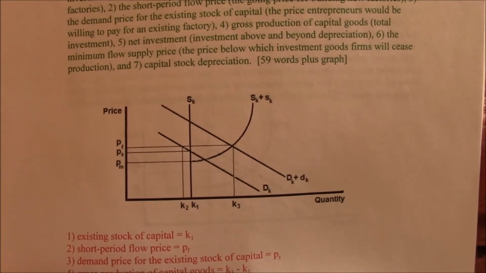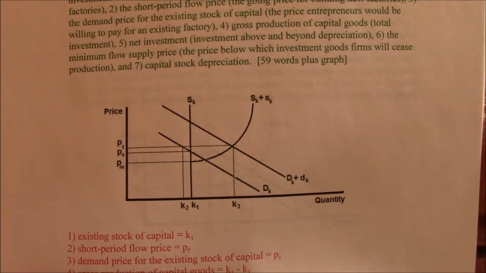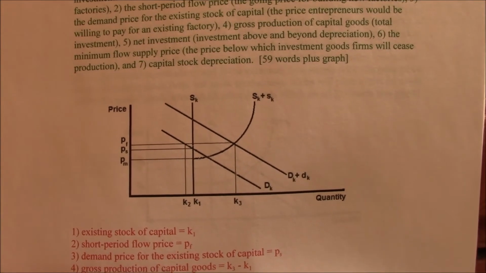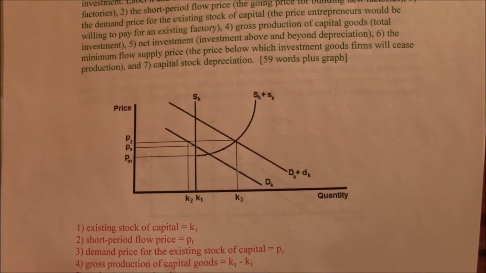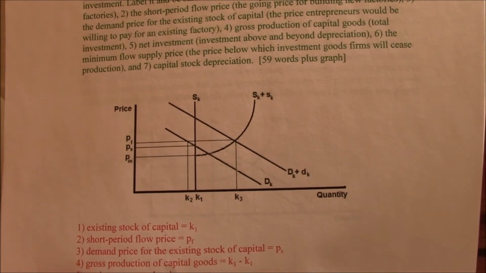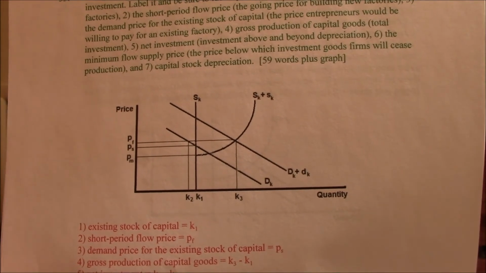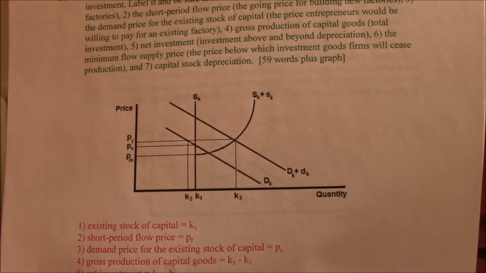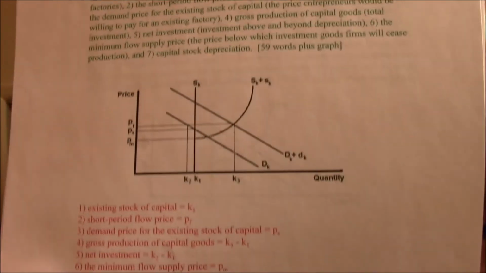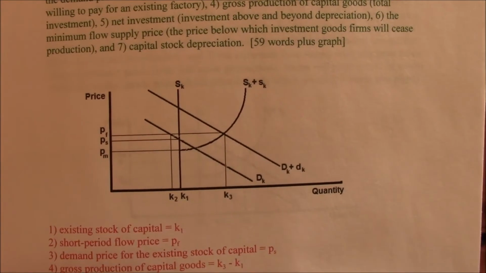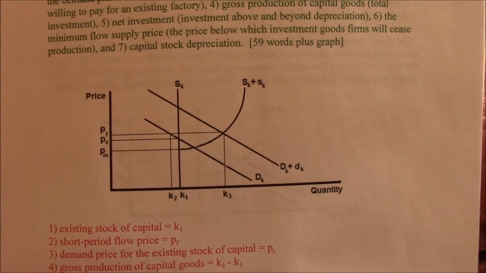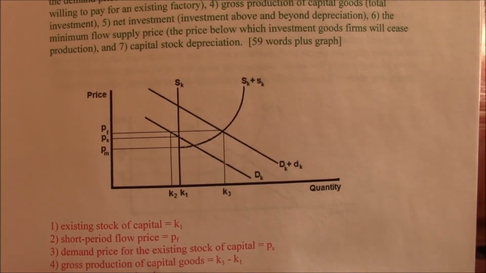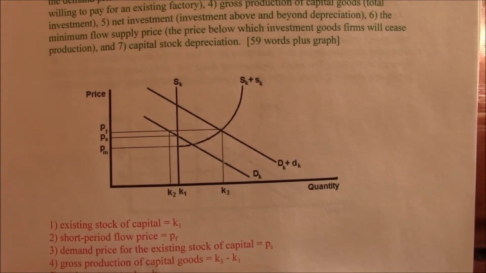Notice that it's bigger than the gap from K1 to K3. In other words, firms aren't going to bother to even replace all the old capital. In fact, the economy is going to shrink, or I shouldn't say it that way, the stock of capital is going to shrink. It's going to go from K sub 1 to K sub 2. We're actually going to have negative net investment.